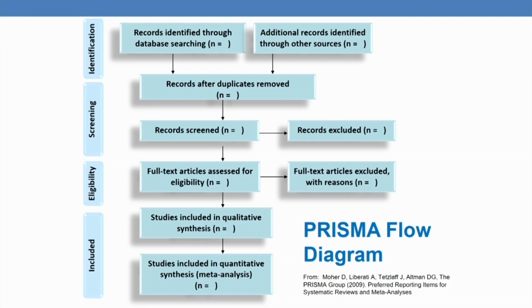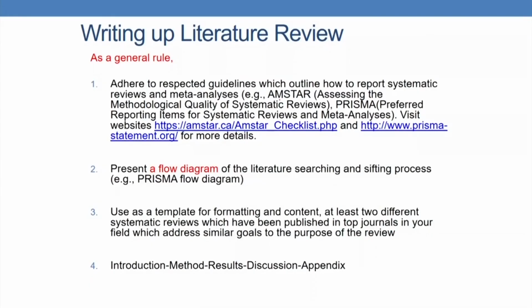This PRISMA flow diagram is one of the examples of a checklist that can help us identify whether the systematic review of literature that we have carried out is a robust one or not. However, there are various others. For example, I suggest looking at the AMSTAR checklist also, by visiting this website amstar.ca, which can help us identify whether our literature review process has been robust or not.